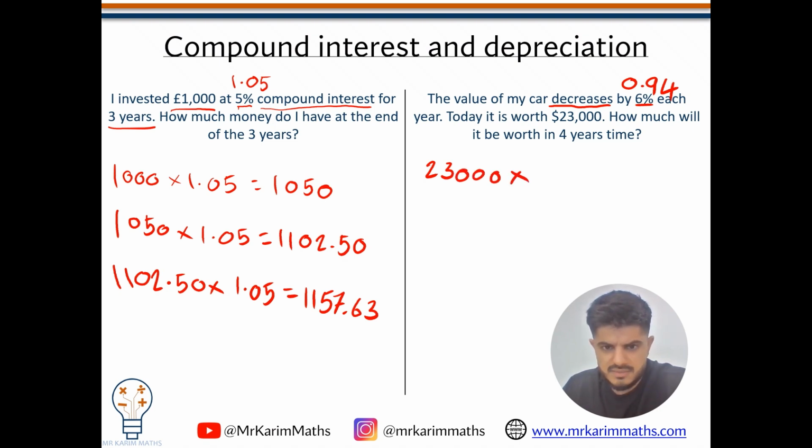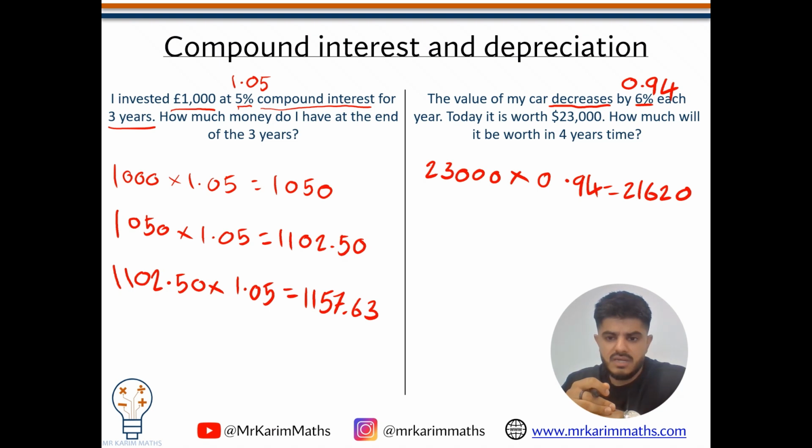23,000 multiplied by 0.94 is 21,620. Now, I've got to do this 3 more times because it's for 4 years. And if I'm being completely honest, I can't be asked, because there is such a quicker way to do this.